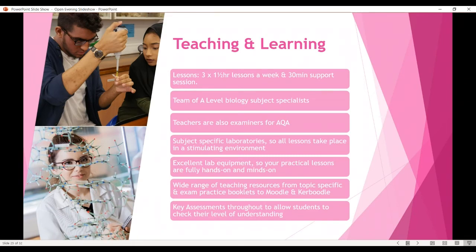Throughout the 2 years, we do carry out key assessments to make sure you're on track and you're working at your best level of understanding. There will be 5 in the first year, and then there will be another 4 key assessments in the second year.